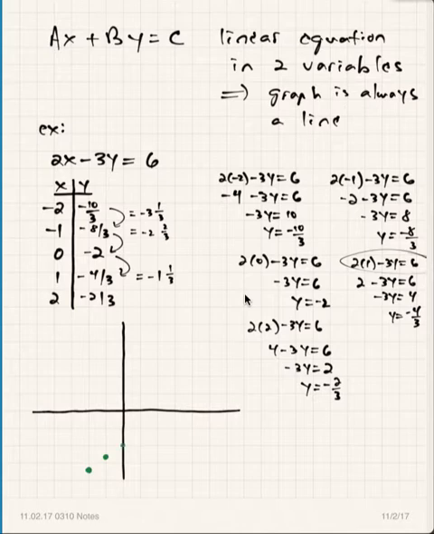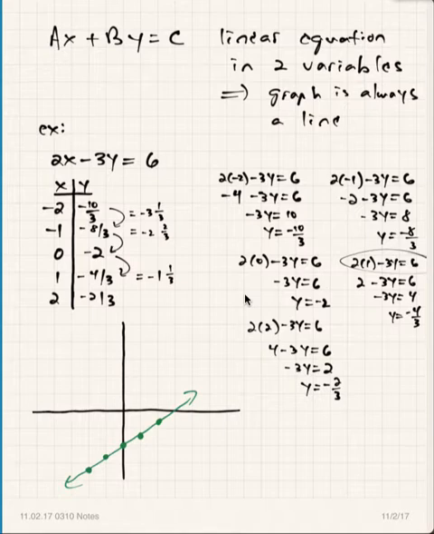0, negative 2, here. 1, negative 4/3. It's 1 and negative 1 1/3. It's about right here. And then finally 2, negative 2/3 is right in here. And so here's our line. Right, and so we get a decent sketch of the line right there.